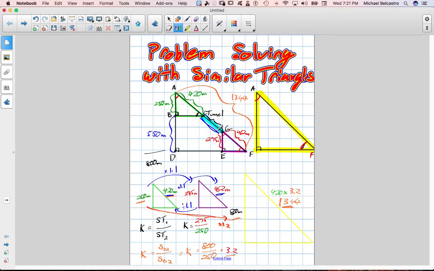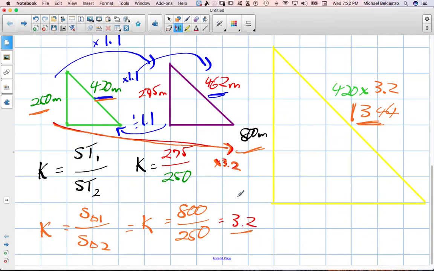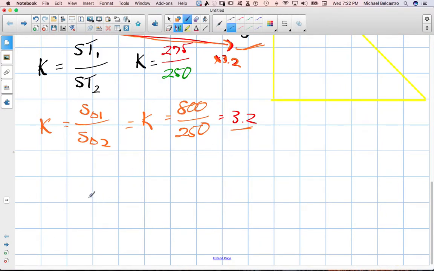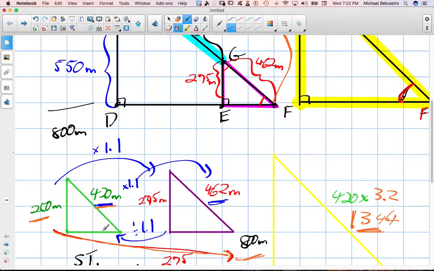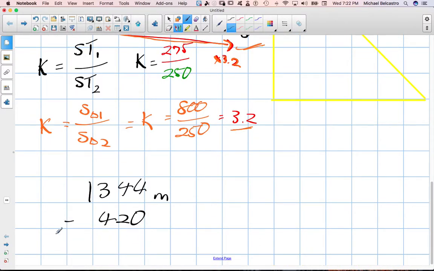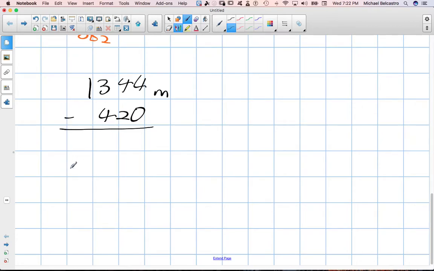We need to find out the remaining distance for the tunnel. We have this distance, and we have this distance, and we have the overall distance. That means we're going to need to subtract the green hypotenuse and the magenta hypotenuse from the yellow triangle hypotenuse to find out the tunnel length. So we're going to take those three values, 1,344, and put them all in black now. So 1,344 in meters. Subtract our 420, and then subtract the other one, 462. That's going to give us an answer. Whatever that answer is, we'll subtract 462 from it to get a final answer in meters.